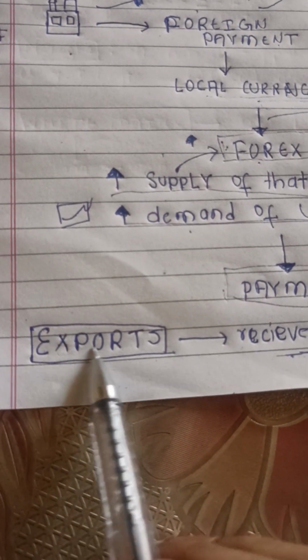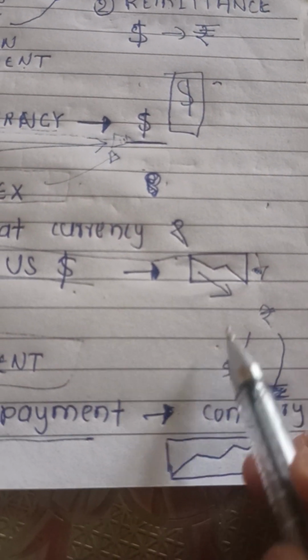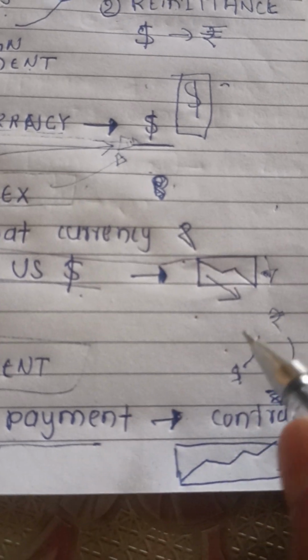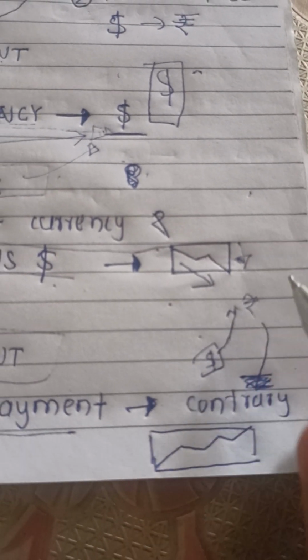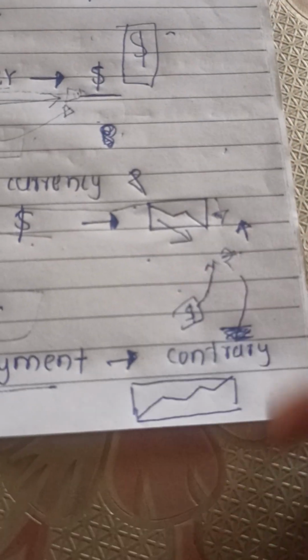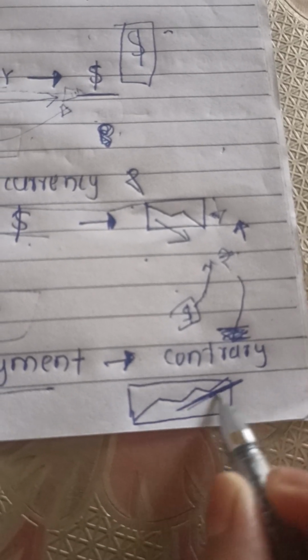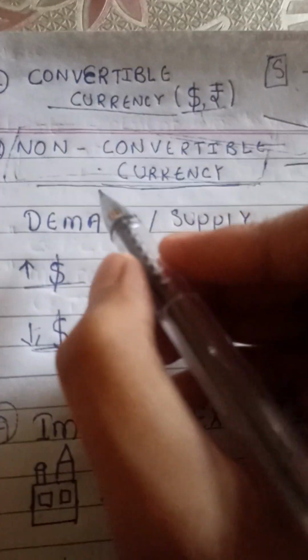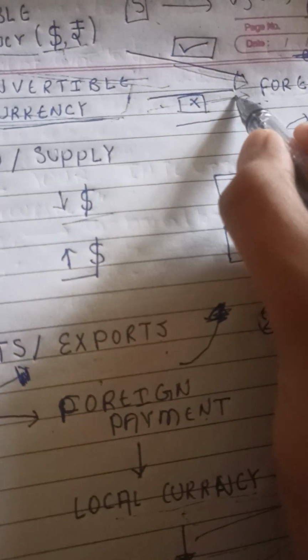Now, contrary to it, exports, you need to receive money. For that, the particular international company that is going to pay you will convert its local currency into your currency, and obviously, your currency demand will increase, and therefore, your currency will eventually rise against that particular currency that you're trading in. Now, where this non-convertible currency comes into play is that they do not trade into forex market.